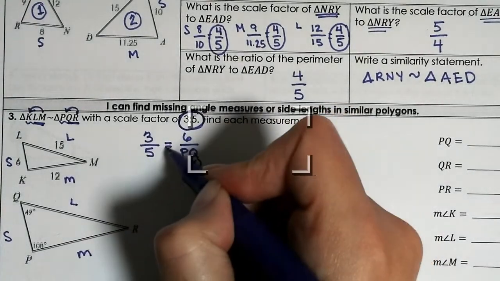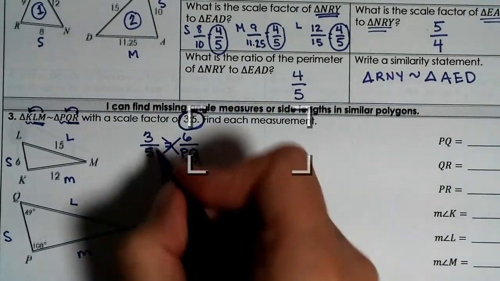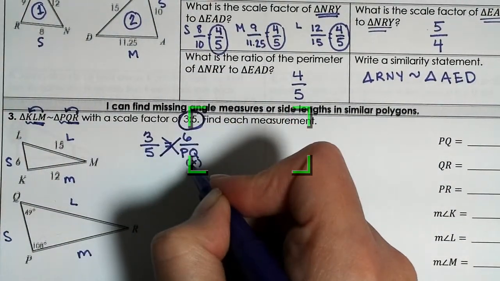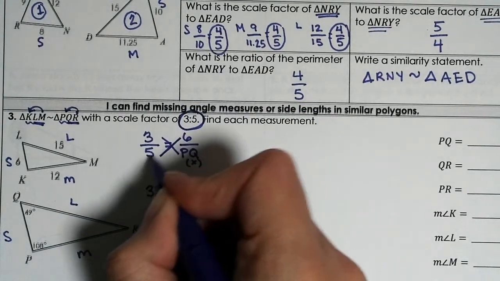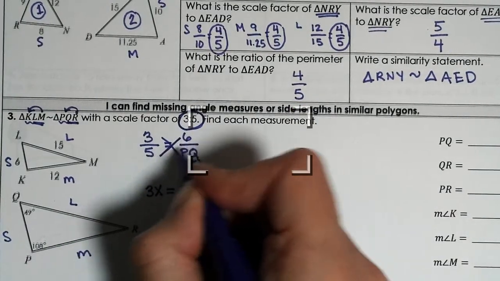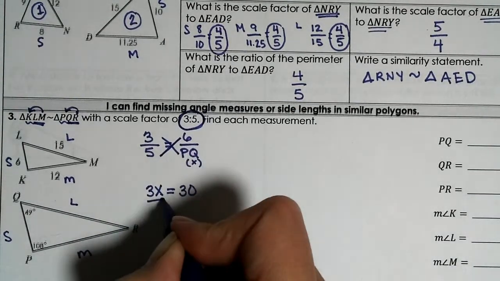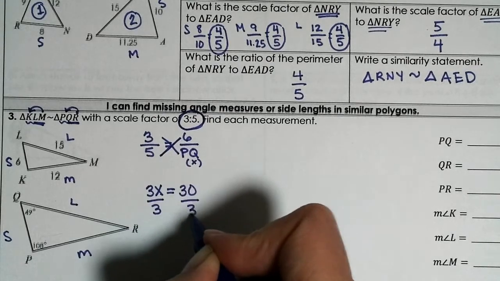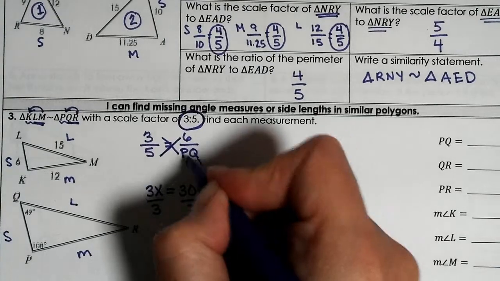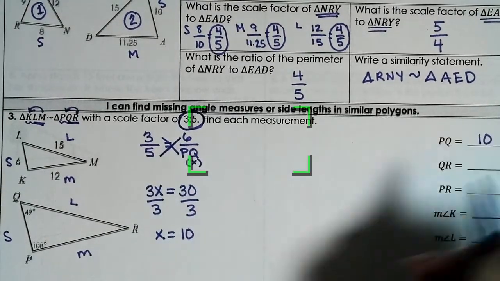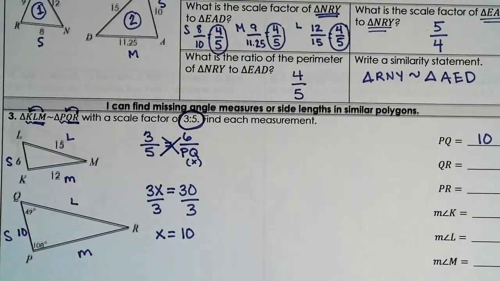So now this is a proportion, so this is what we learned in our first lesson where we can cross multiply. So when I cross multiply, I'm going to have 3 times x should be equal to 5 times 6. Well, I know 5 times 6 is 30. To solve for x, I divide by 3, and I get x equals 10, but don't forget that x was PQ. So I know PQ is 10. I can write that in if I want.